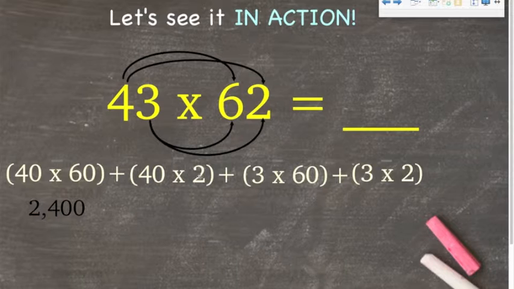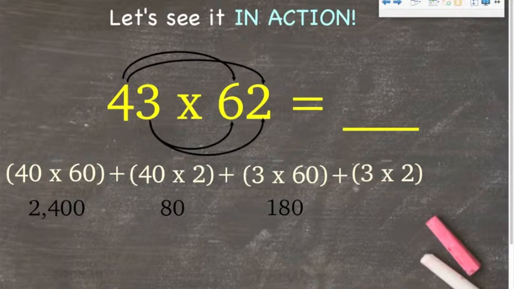4 times 2, I know, is actually 8. Tack on the 0 is going to give me 80. And then I'm just going to keep moving on down the line. 3 times 60 is going to give me 180. And then my last one's quite simple because it was both of my ones place. 3 times 2, which is going to give me 6.